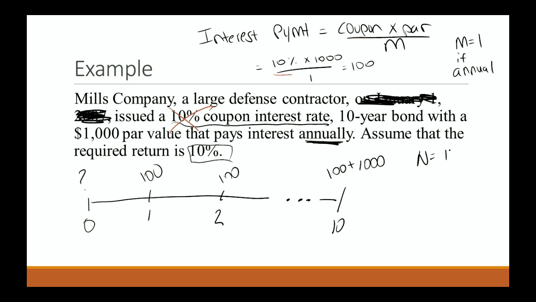So our N is equal to 10. We have 10 years. Our current market interest rate is also 10. It's also the only interest rate that we have left, so we don't have to search the problem over because we've already used the coupon rate. Our payment is our interest payment of $100, and our future value is the face value of $1,000. So now we can solve for the present value.